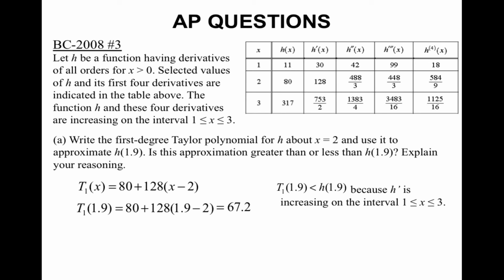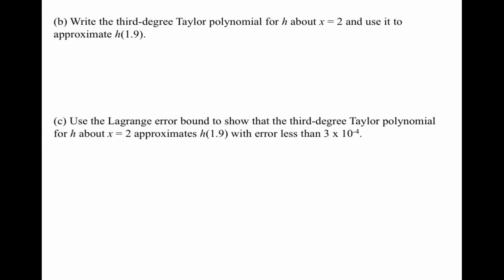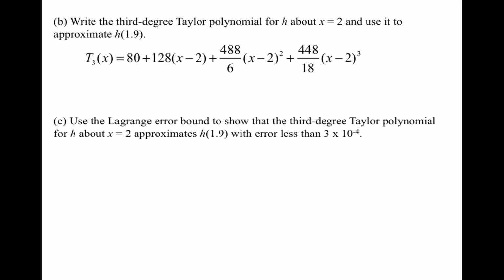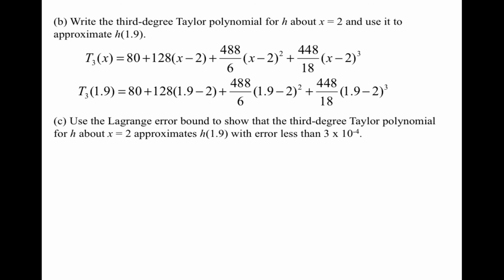For part B, we're going to write the third degree Taylor polynomial for h about x equals 2 and use it to approximate h of 1.9. This time I'm going to use all the way up to the third derivative. Doing that, I get the following Taylor polynomial. I'm going to evaluate that at 1.9, and I will get 67.9884.